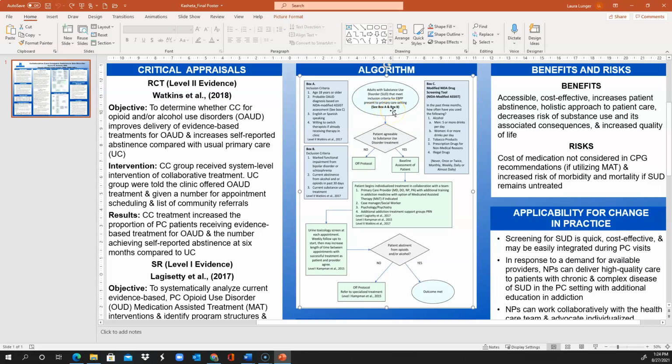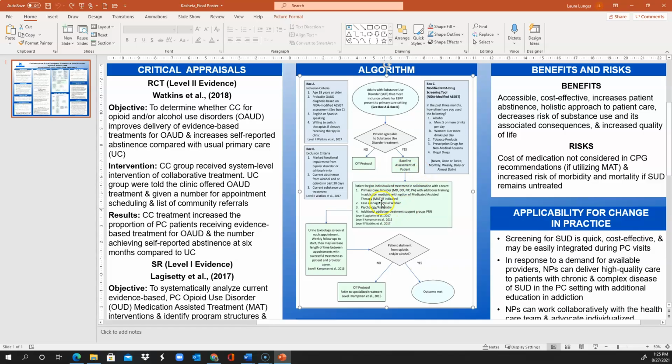She says see box A and box B. So box A is inclusion criteria and box B is exclusion criteria. The diamond is: is the patient agreeable to substance use disorder treatment? If no, they're off protocol. If yes, you're going to do a process box. So the rectangle is a baseline assessment of the patient.